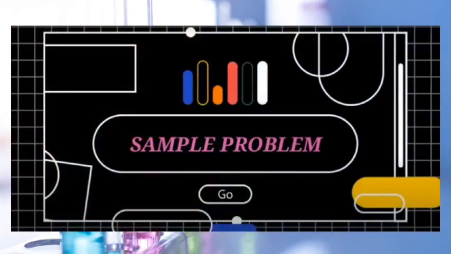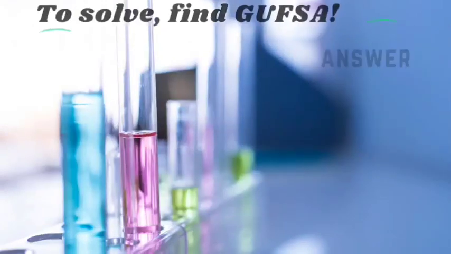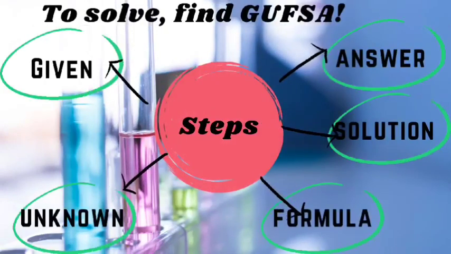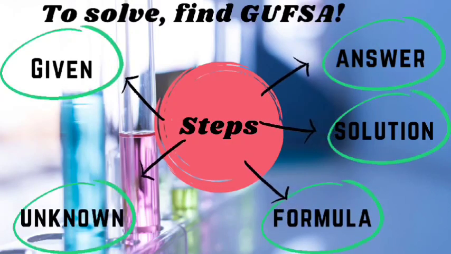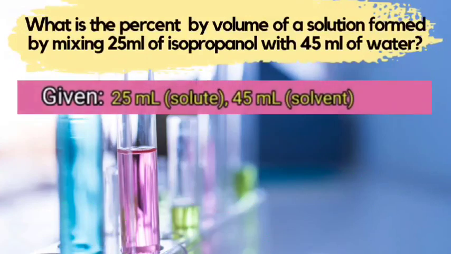Here's the sample problem. Are you ready? If yes, let's go solve. Find GUFSA or the given, the unknown, the formula, the solution, and the answer. Here's the first problem. What is the percent by volume of a solution formed by mixing 25 ml of isopropanol with 45 ml of water?